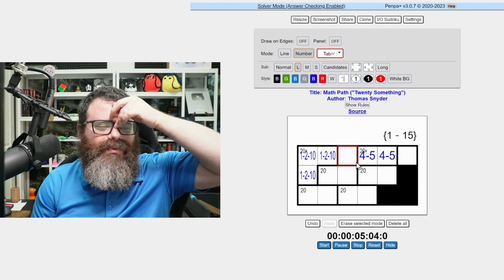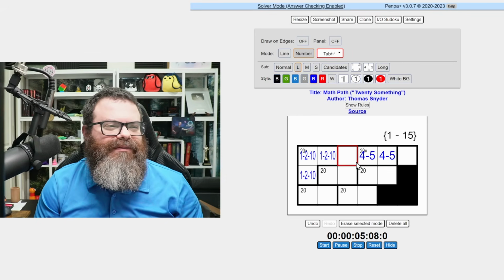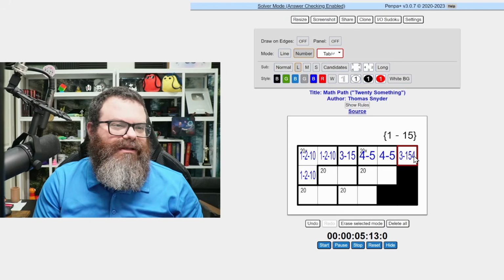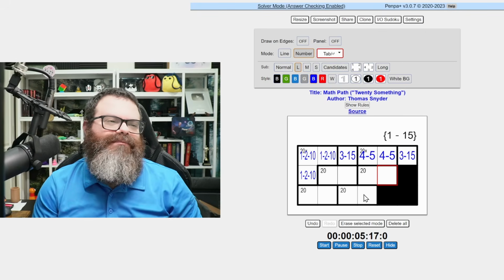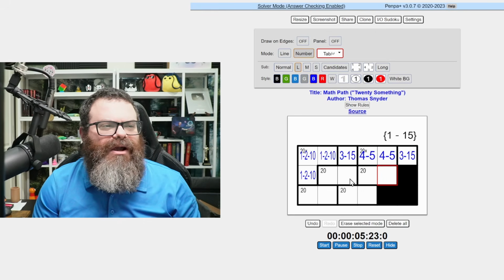And so to get to 20, 15 is the only one that can't get to 20 other than 3. So this is 3 and 15, and this is 3 and 15. And then the rest of them are just adding to 20 using the 6 through 14. So how are we making a path here?